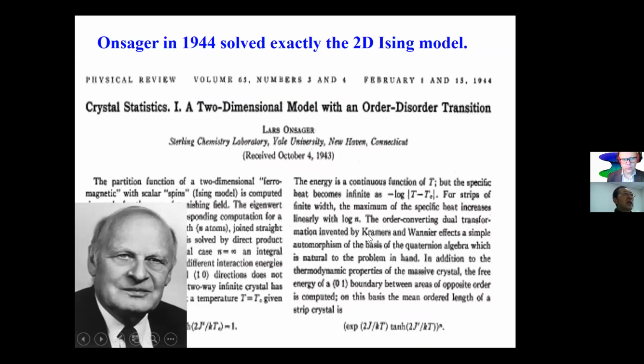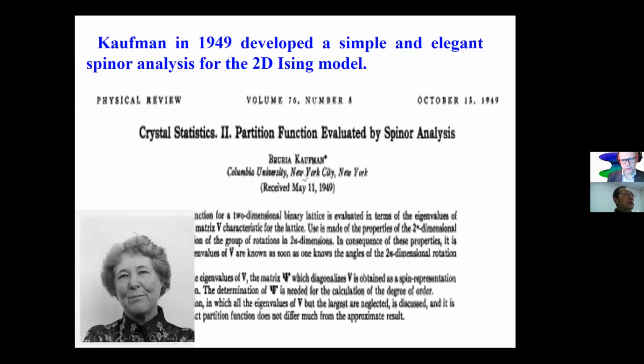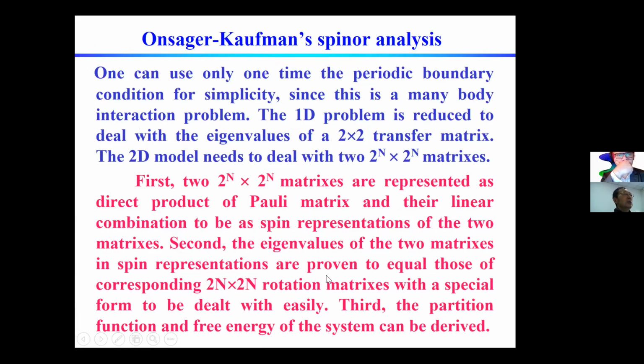Here is Professor Onsager. He solved exactly the two-dimensional Ising model in 1944. Then his student, Miss Kaufman, in 1949, developed a simple spinor analysis for the 2D Ising model. Her method is simpler than Onsager's method, so we can follow it. So I will just briefly introduce the Onsager-Kaufman approach.